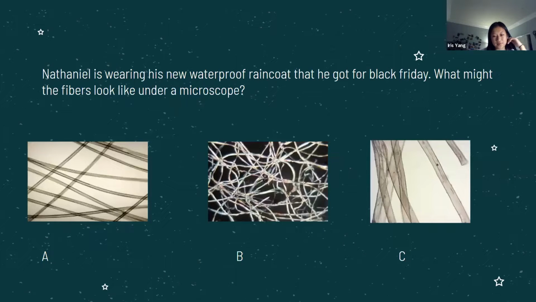Okay, let's do a cool little practice thing. So Nathaniel is wearing his new waterproof raincoat that he got for Black Friday, even though Black Friday is next week, but we'll just pretend it was this week. What might the fibers look like under the microscope? Which one do you think would most likely look like it? Let me know.